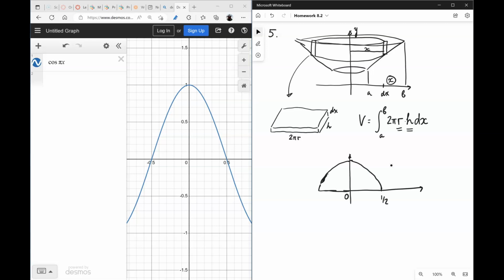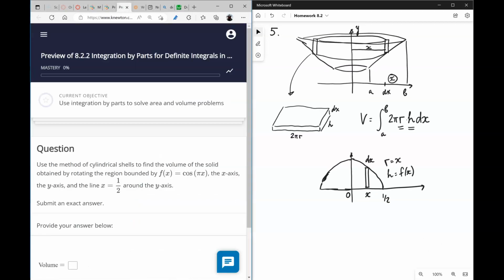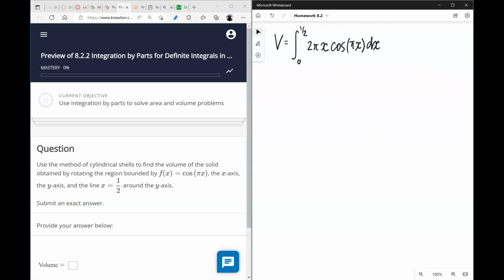So in our case, when we pick this segment of width dx, our radius is x and our height is just f of x. So this is going to be the application of the cylindrical shells. In this case, the volume is the integral from 0 to 1/2 of 2 pi x times the height, which is cosine of pi x, dx. And now this becomes our problem.